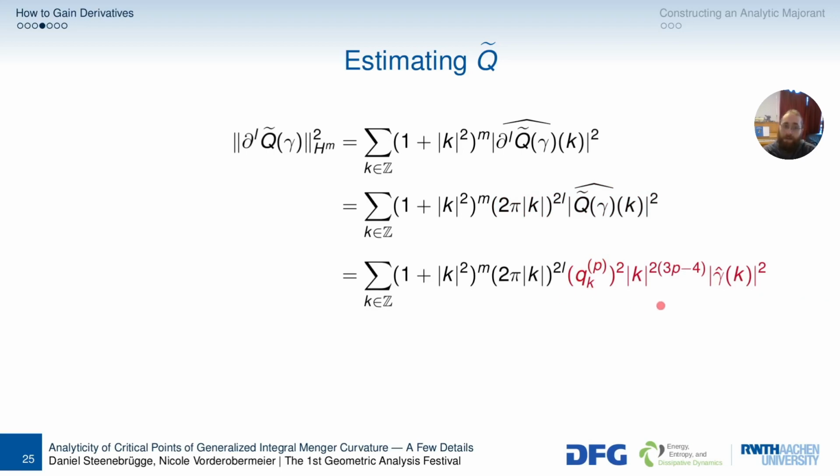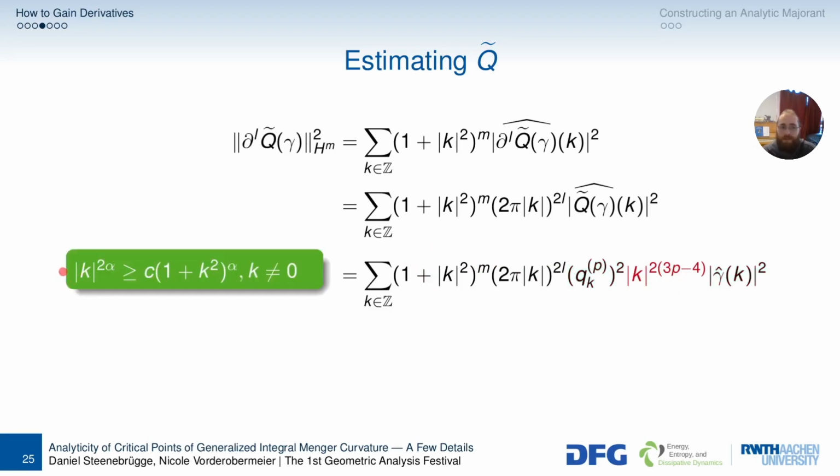And now we want to end up with the L plus third derivative of gamma. So we need 2(L plus 3), that is 2L plus 6 here. So we shift a few of these k's over here, and the remaining k's will go into here via this inequality that k squared to the alpha is greater or equal than 1 plus k squared to the alpha times some constant. At least if k is not 0, and if k is 0, then everything is 0, so we're okay.